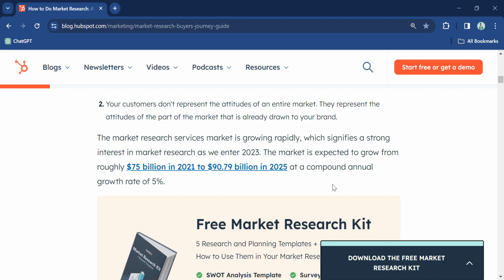The market research services market is growing rapidly, which signifies a strong interest in market research as we enter 2023. The market is expected to grow from roughly $75 billion in 2021 to $90.979 billion in 2025 at a compound annual growth rate of 5%.